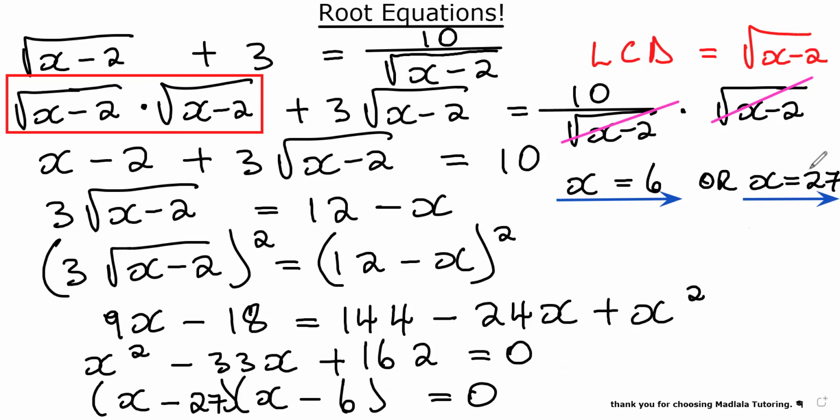What about x equals 27? 27 minus 2, that's 25. Square root of 25, that's 5. And 5 plus 3, that is 8. Well, once again, we have 25. The square root of 25 is 5. And 10 divided by 5 is 2. So no, x cannot be 27. So respectfully, you go to 27 and you cancel it out.